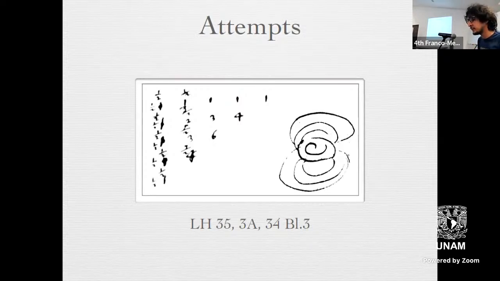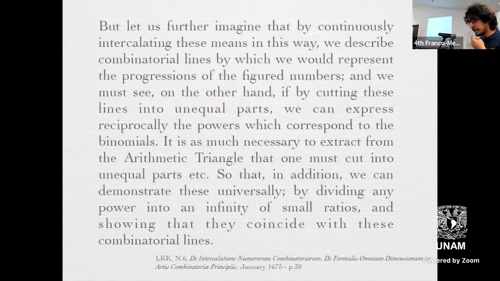So you find such a diagram in the Parisian period of Leibniz, in which he tried to find values between the terms of the arithmetical triangle. Let us go further. He says in the text beside this diagram: Let us further imagine that by continuously intercalating this mean in this way, we describe combinatorial lines by which we would represent the progression of the figured numbers. And we must see, on the other hand, if by cutting this line into unequal parts, we can express reciprocally the powers which correspond to the binomials.